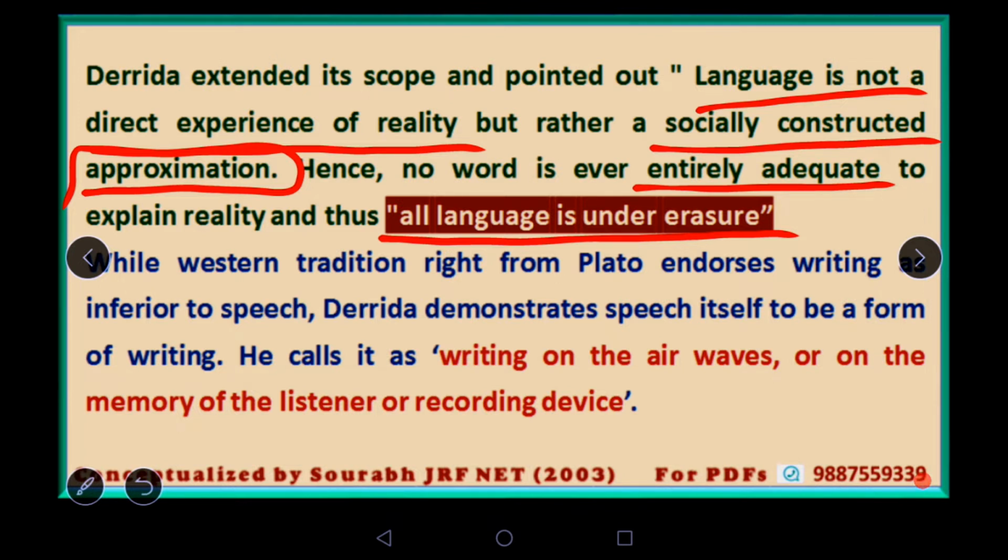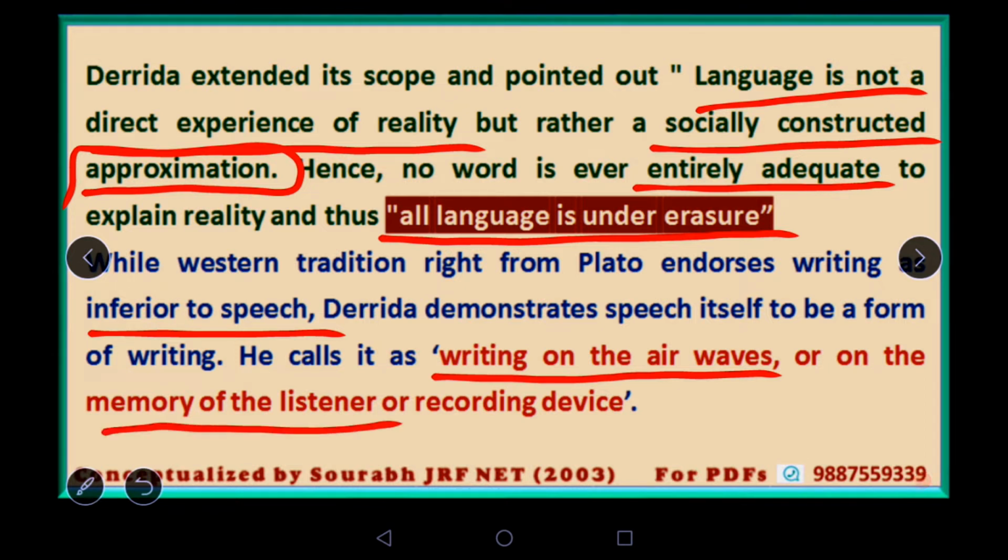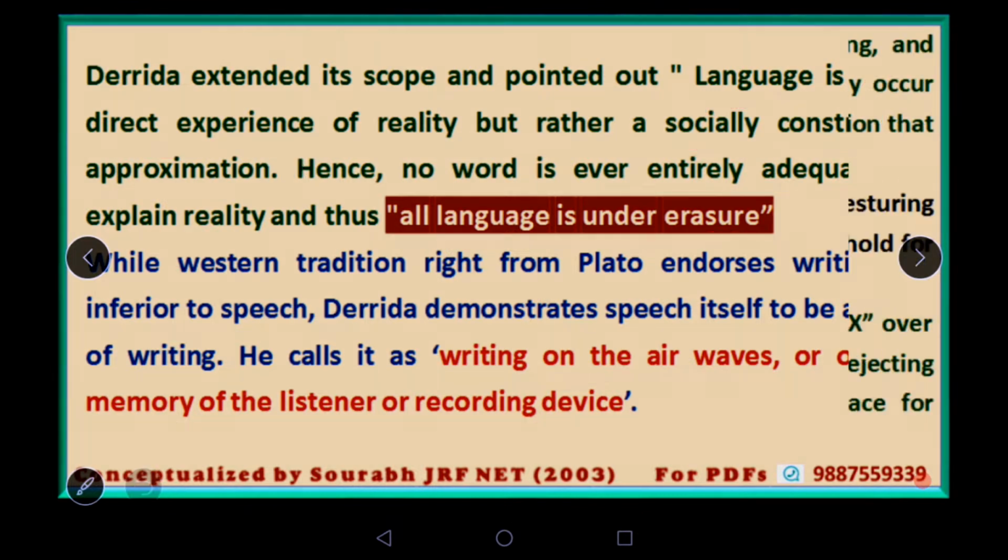While Western tradition right from Plato endorses writing as inferior to speech, Derrida demonstrates speech itself to be a form of writing. He calls it writing on the airwaves or on the memory of the listener or recording device. Basically, जो speech है, what he wants to say, is that it is not that writing comes from the speech. He says speech is itself a form of writing. Those qualities which we find in writing are also there in the speech, and speech is like writing on the airwaves. Just like writing is on paper with the help of ink, sound or speech is also writing on the airwave, on the memory of the listener or recording device.